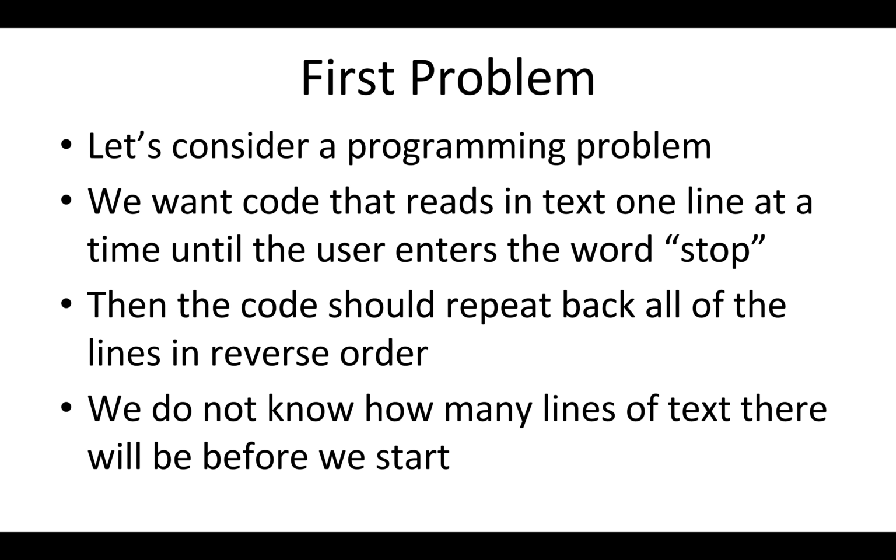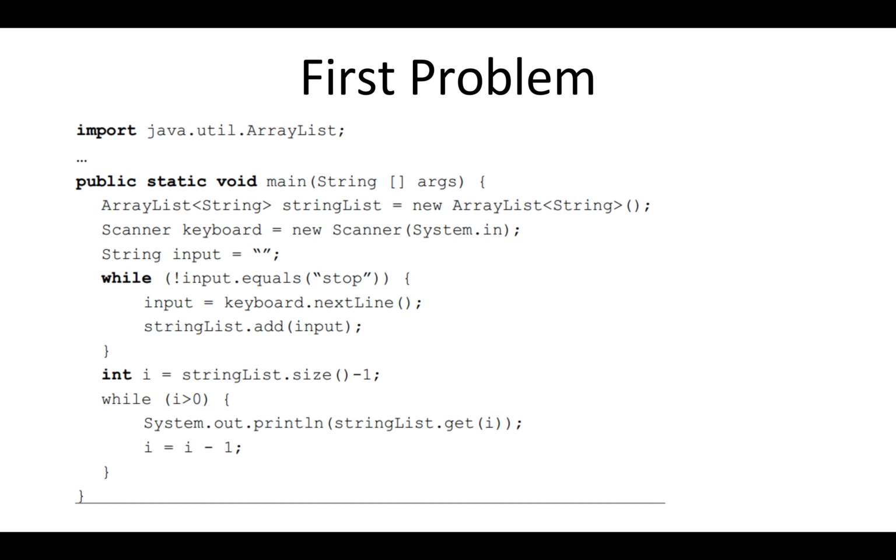So going back to the problem, we want code that reads in text one line at a time until the user enters the word stop. Then the code should repeat back all of the lines in reverse order. We don't know how many lines of text there will be beforehand. So what's the best way to do this? With an array list. First, we have to import the library for ArrayLists. We do that with import java.util.ArrayList.